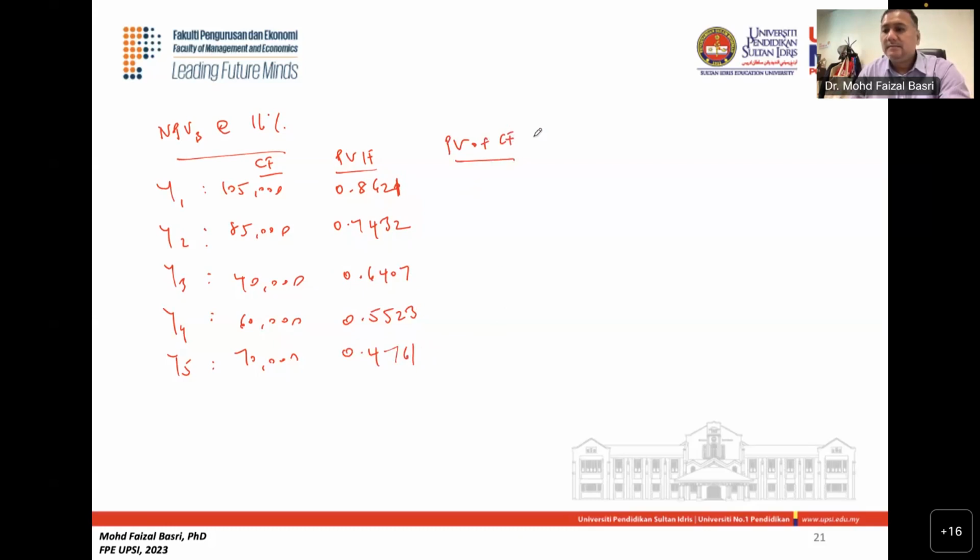multiply at the 63,172. 40,000 times 0.6407, 25,628. 60,000 times 0.5523, it's 33,138. And lastly, 0.4761. So you add all 5.